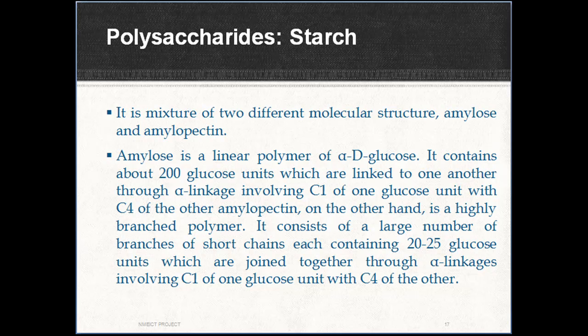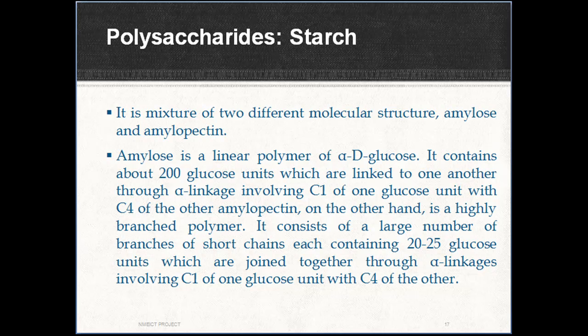The ratio of the 2 fractions varies according to the species of plant. For example, potato starch and most cereal starches have nearly 15 to 30% amylose. But when you see the waxy cereal grains, some varieties of corn, pulse, rice and grain sorghum have larger quantities of amylopectin. Another example of a polysaccharide is glycogen.